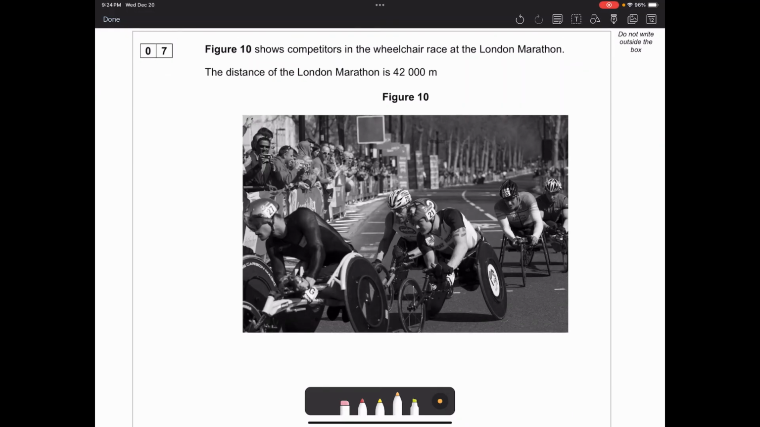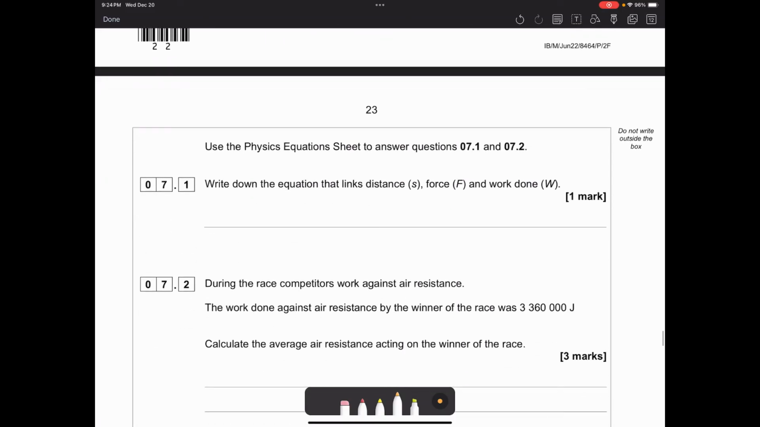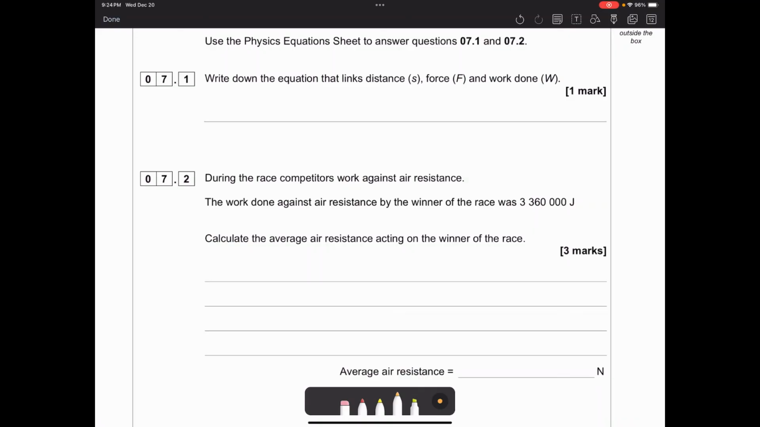Last question then, question 7. Figure 10 shows competitors in the wheelchair race at the London Marathon. The distance of the London Marathon is 42,000 metres. Use the physics equation sheet to answer these questions. Write down the equation that links distance, force and work done.